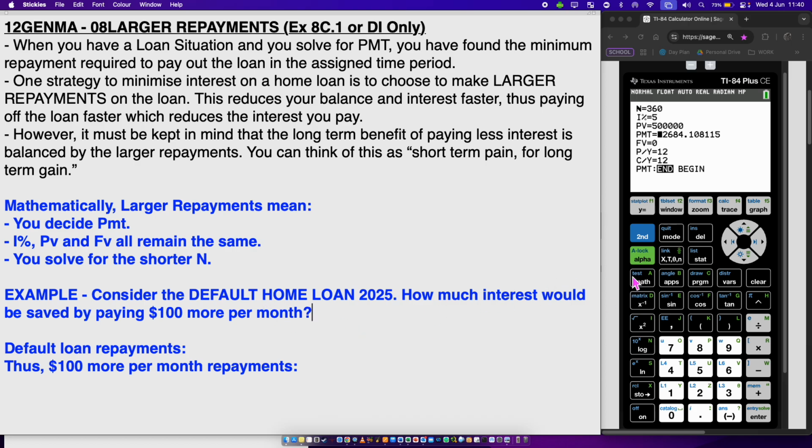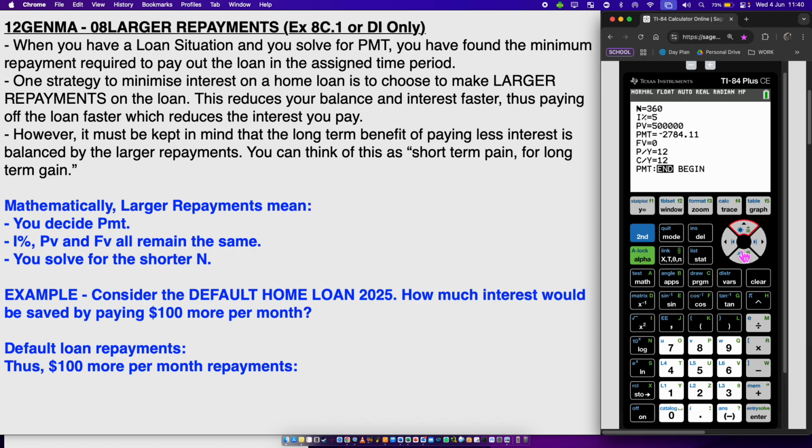So example, consider the default home loan of 2025. How much interest would I save by paying $100 more per month? This is the minimum right now, $2,684.11. What would that number be if I was paying $100 more than it's supposed to be? Would it still be 2,684? Would it be 2,584? Would it be 2,784? What's $100 more than $2,684.11? So I'm going to change that to negative 2,784.11.